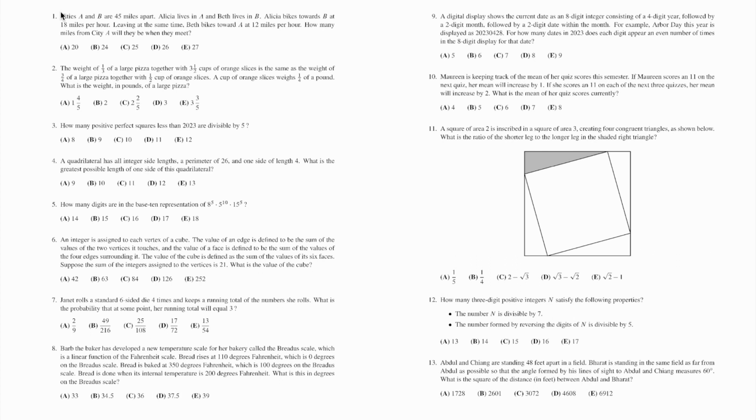6, you can trivialize this problem by assigning one of the vertices to be 21 and everything else to be 0, and you'll get D. 7, it's going to be B, because the running total will equal 3, so there are some possibilities to do it. You can do 1, 1, 1. You can do 3 zeros. You can just do 3. You can go 1, 2, or you can go 2, 1. If you add them up, you'll get B.